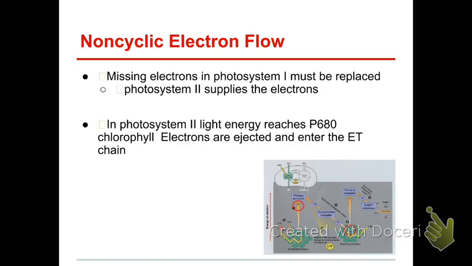The missing electrons of photosystem 1 are replaced by photosystem 2 by a fairly similar process. Light hits photosystem 2, excites an electron, goes down the electron transport chain. That produces some ATP for us. But then it replaces the missing electron in photosystem 1. But now what's the problem? We're still going to run out of electrons because photosystem 2 will run out.